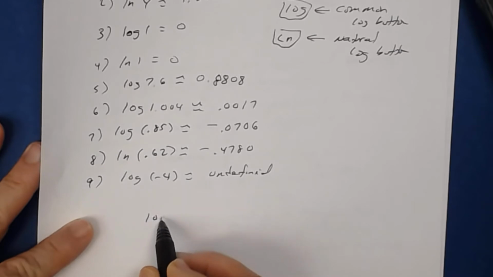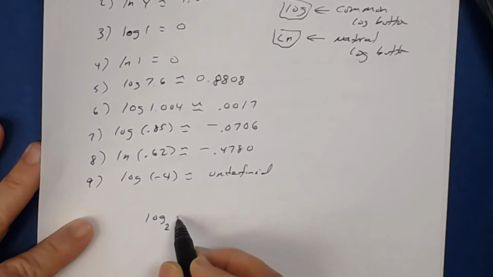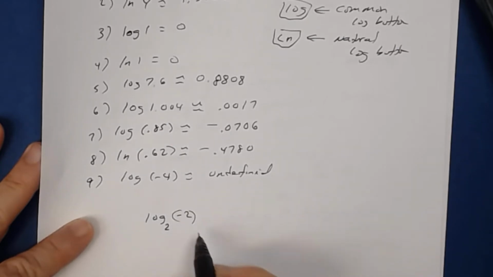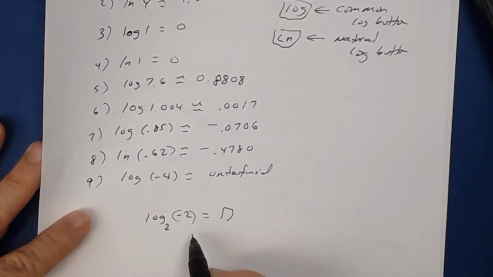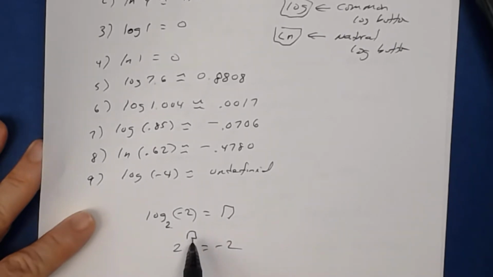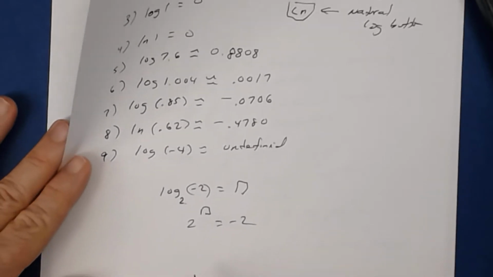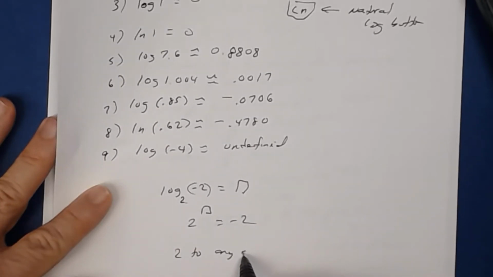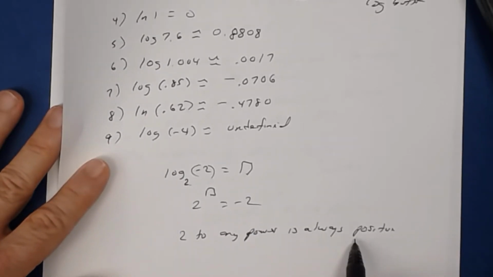So if I look at this, I want you to look at this right here. Let's suppose I had log base 2 of negative 2. Now let's put that as a box and see if that makes sense. 2 to the box equals negative 2. Well, 2 to any power is always equal to what kind of number? 2 to any power is always positive, right? So can it ever be negative? No. 2 to any power is always positive, never negative.